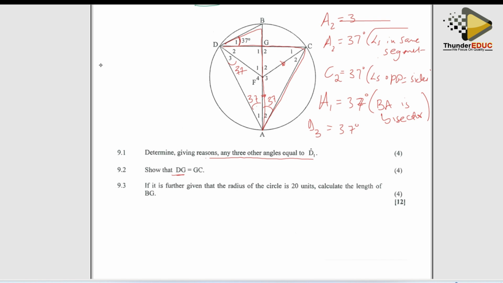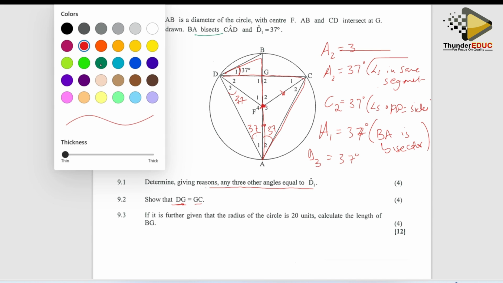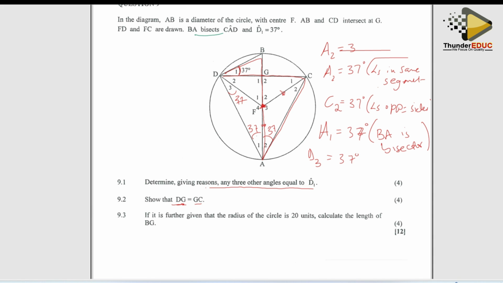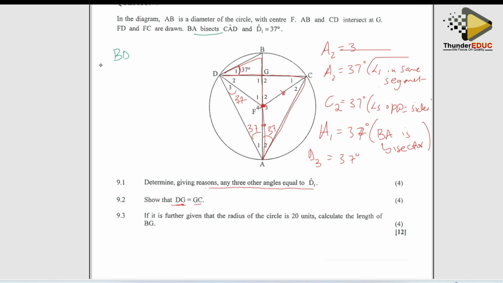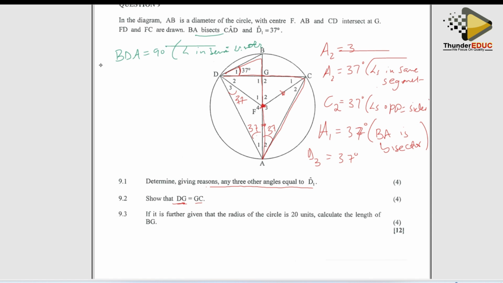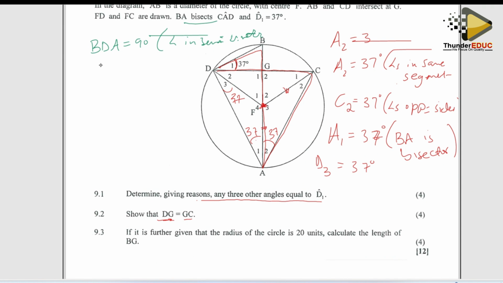And then they want us to show that DG is the same as GC. In other words, they are asking you to indirectly prove the theorem of a line from the center. So for us to do that, we just need to make sure that either G1 or G2 is a 90. That is the only thing. So I'm going to start by saying that BDA is a 90, and that's going to be angle in semicircle. We can see that this line is a diameter, so that has to be a 90.